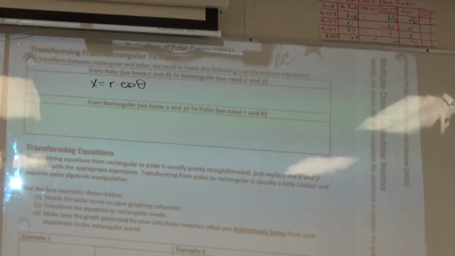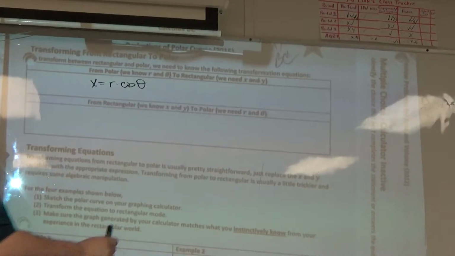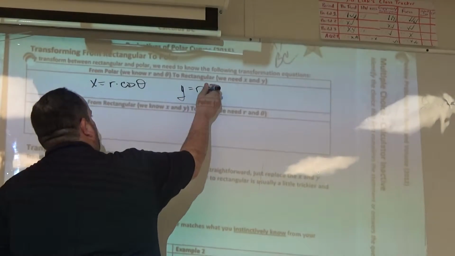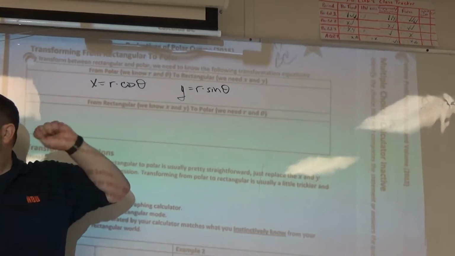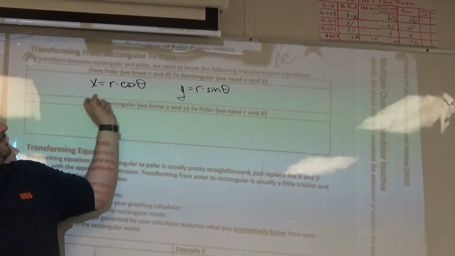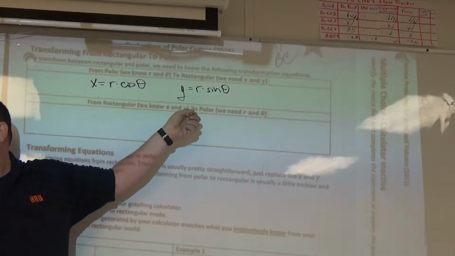If x is equal to r cosine theta, y is going to be equal to r sine theta. Okay, you know r and theta. You get over to rectangular by x equals r cosine theta, y equals r sine theta.